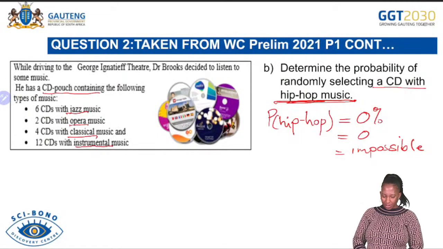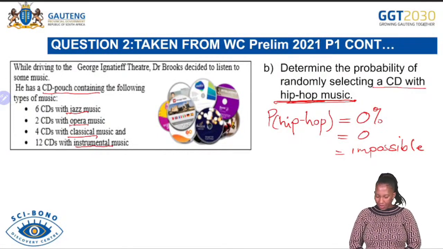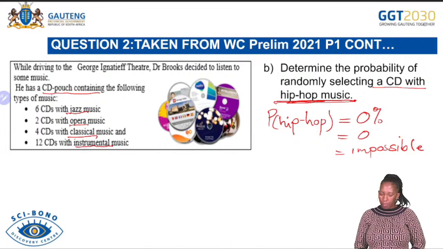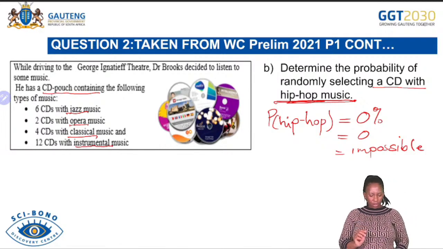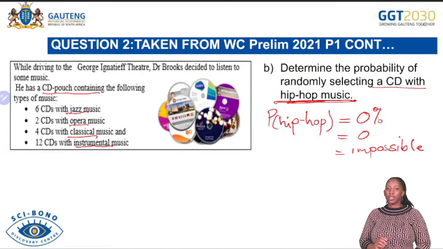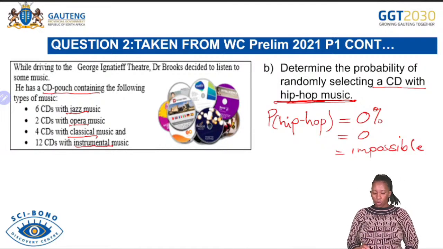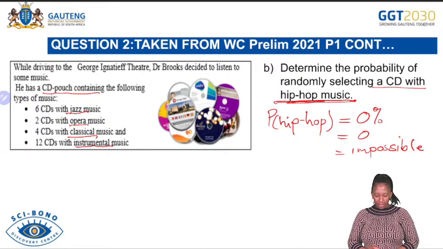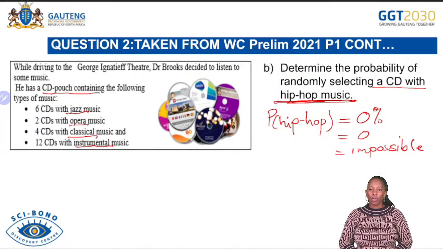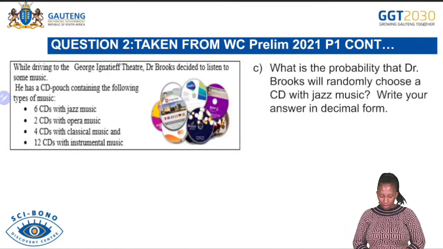Okay, boys and girls, sorry about that. Now we're busy with the hip-hop music. Like I said to you, looking at Dr. Brooks' CD pouch, there is no hip-hop music there, so we'll say the probability of choosing a hip-hop music is 0% or 0, or we say it is impossible.